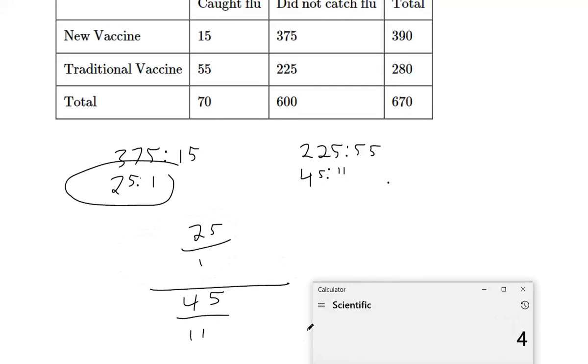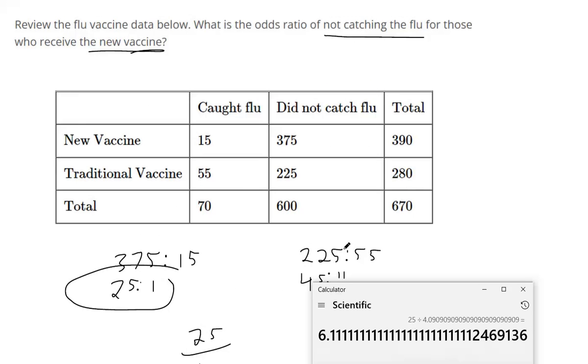And when you simplify that, the denominator is this. So the numerator is 25. So 6.11 is the odds ratio.